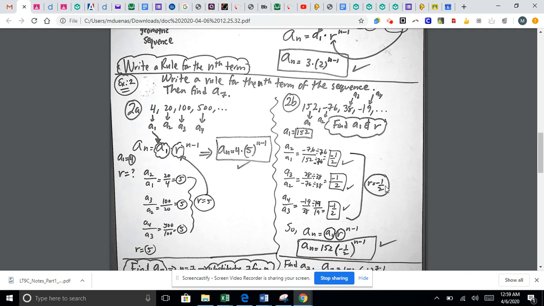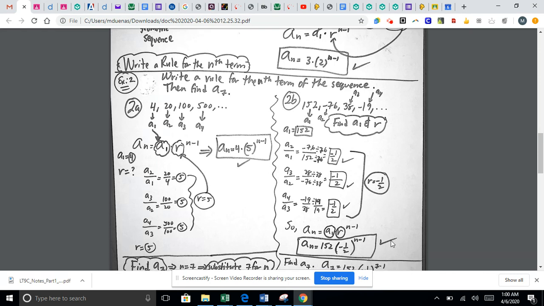Now that we have our R and we have our a sub 1, our first term, and our common ratio, we can now substitute that to write our rule for the nth term of the sequence. So the final rule is a sub n equal to 152. Again, our 152 comes from the first term, always. Then we have our common ratio R, which is negative 1/2. So put that in parentheses. And then to the n minus 1. So 152 times the quantity of negative 1/2 to the n minus 1 power. Okay? All right.